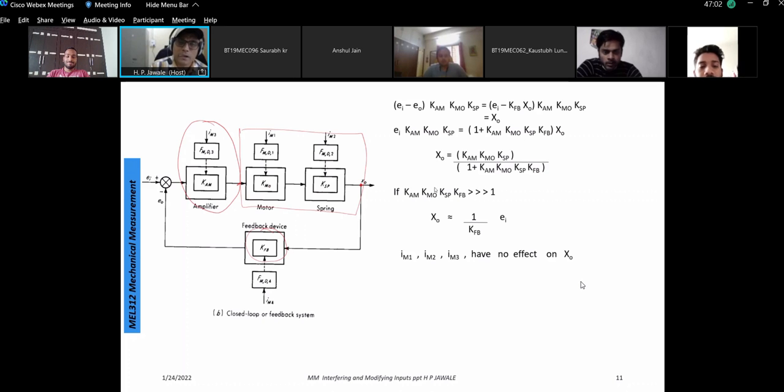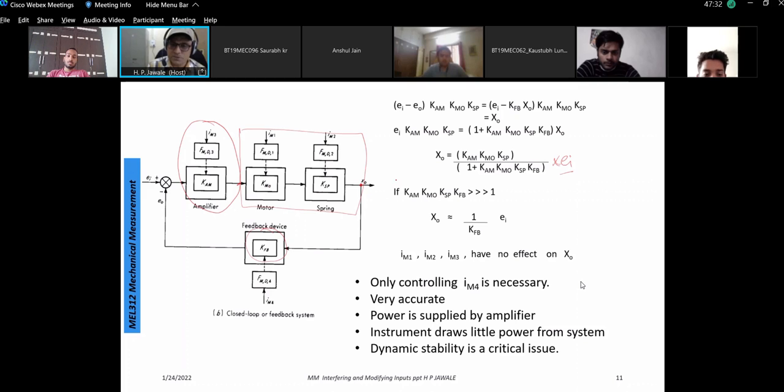Now suppose, because of the feedback device and the amplifier, I make this denominator a very large value compared to 1, because of this KA or KFP, I will make this larger, so that now XO will be more or less proportional to EI. I think there is one more term here that was forgotten. It should be into EI.